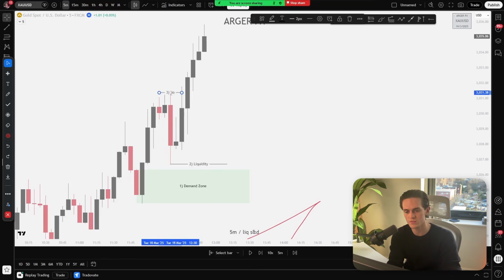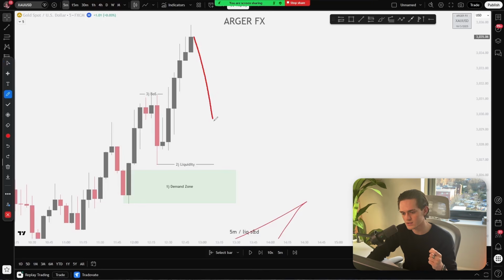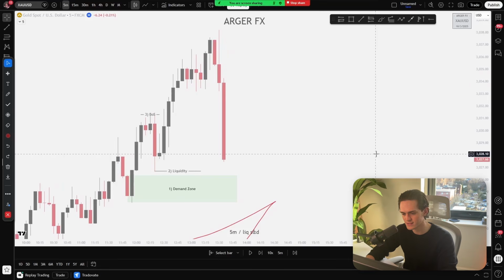And with this break of structure, that is step 3 complete, meaning we're already 75% of the way there. The only thing we have left to do is for the market to come back down to our zone. We get our entry, and then we make our money. So if we go forward, once again, that is exactly what we see.